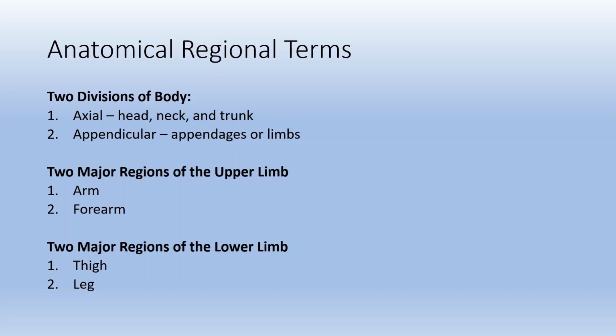So it's no longer arm and leg. We have the upper and the lower limbs, or the appendages. From there, we can break up the upper and lower limbs. For example, the upper limb has two major regions, the arm and the forearm. The arm is shoulder to elbow. The forearm is elbow to wrist. The lower limb can also be further divided into two major regions, the thigh and the leg. The thigh is hip to knee, and the leg is knee to ankle.